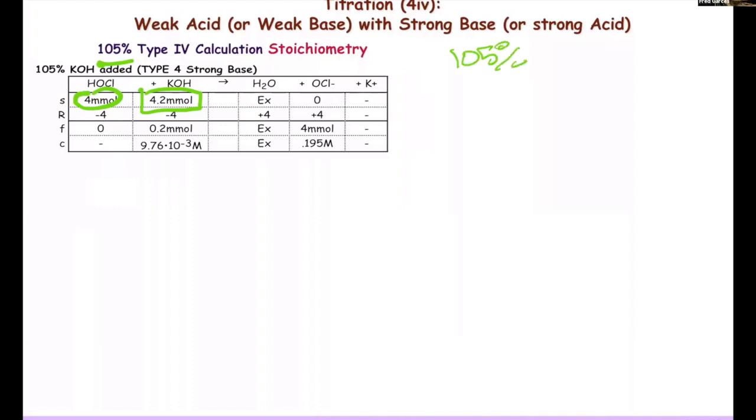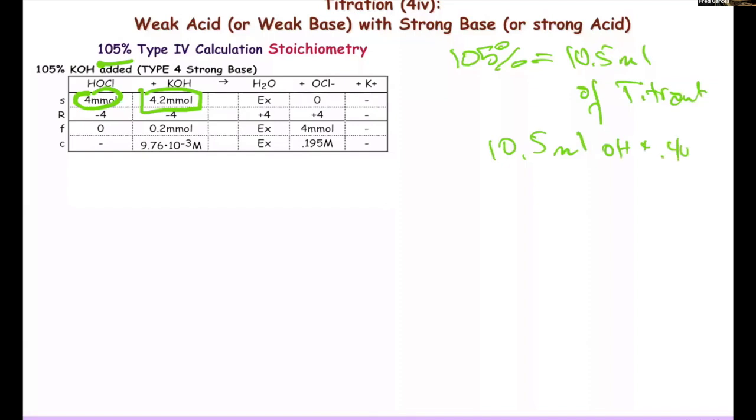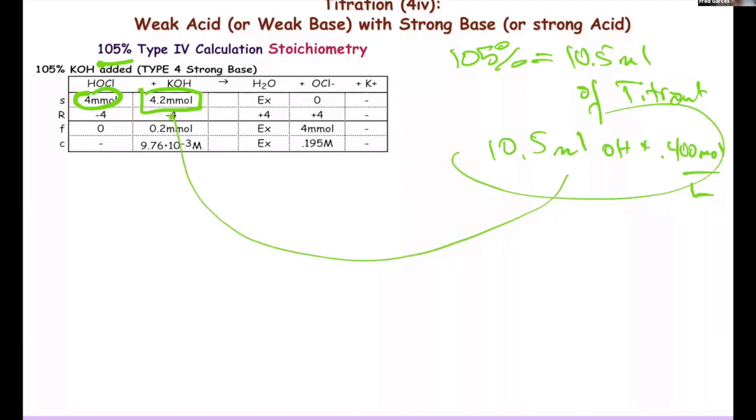105% equals 10.5 milliliters of titrant. 10.5 milliliters of hydroxide times 0.400 moles per liter gets you 4.2 millimoles. Just in case you forgot, 4.2 is in excess. By how much? 0.2. So that's what you see right here. The amount in excess is 0.2. That's the amount of hydroxide that went unreacted.